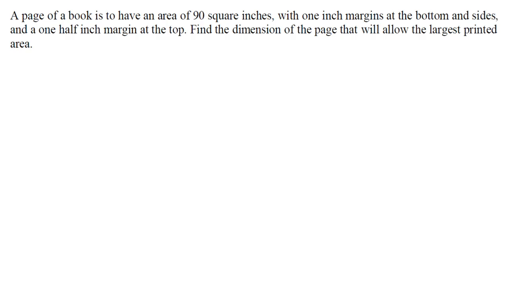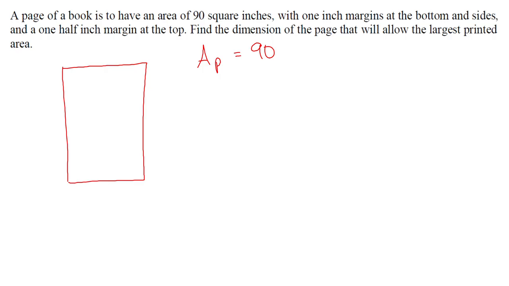If you just read the last sentence, find the dimensions of the page that will allow the largest printed area. So we're looking for a maximum area, which means this is an optimization problem. So we have a page of a book that needs to have an area of 90 square inches. Here is a page of a book, and the area of the entire page needs to be 90, right? And that's just whatever this x value is times whatever this y value is.